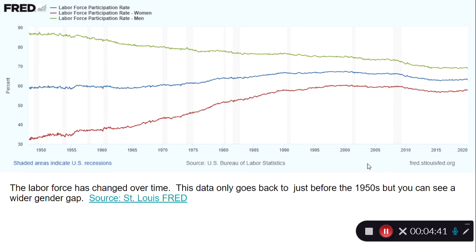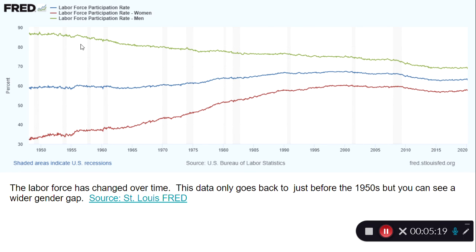And here's an interesting graphic. This is from the St. Louis FRED. It's a great resource. So the labor force, who's in the labor force? Well, that's changed over time. The green line here on top is the labor force participation rate over time, meaning that a smaller percentage of our population is currently working than used to be. So back in the 50s, maybe around 85% of the eligible population was working, and now we're down to say 70%.